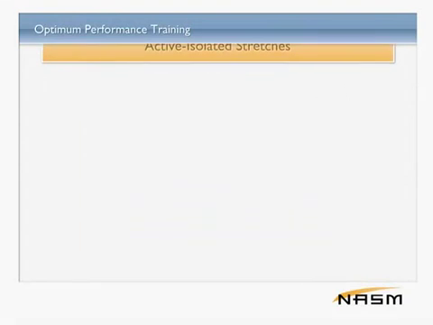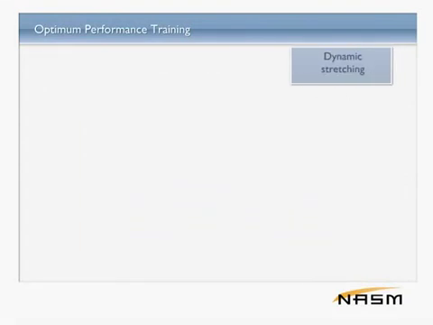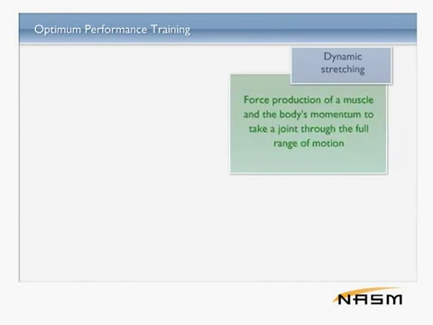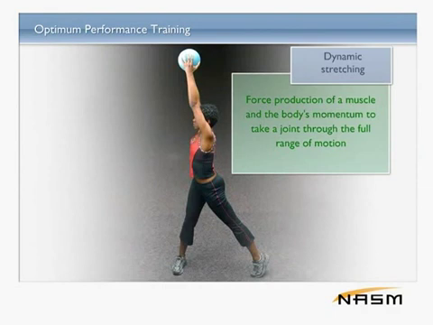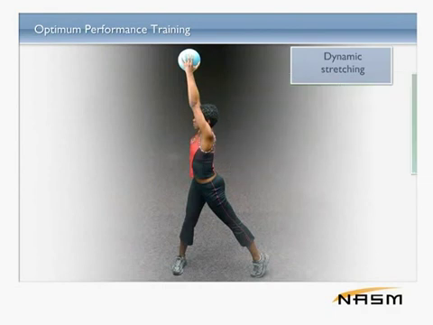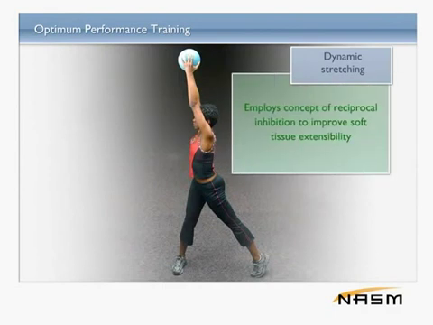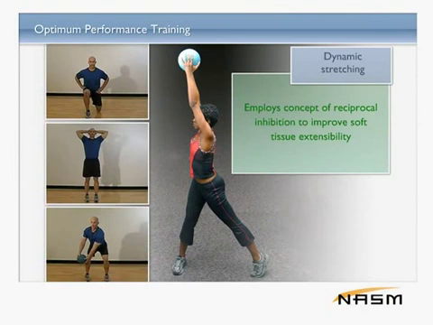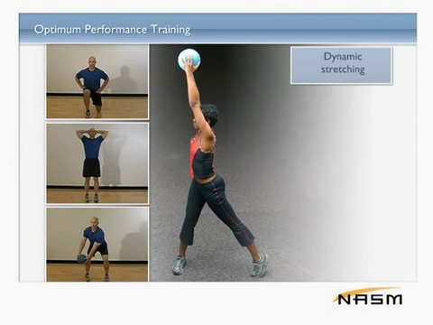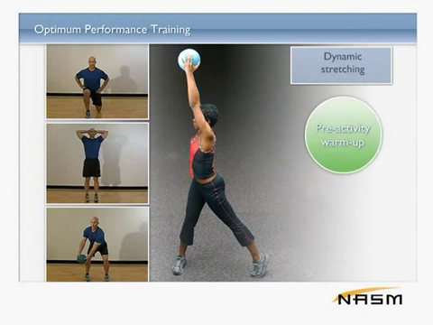The final stretching technique is dynamic stretching. Dynamic stretching uses the force production of a muscle and the body's momentum to take a joint through the full available range of motion. Dynamic stretching employs the concept of reciprocal inhibition to improve soft tissue extensibility. One can perform one set of 10 repetitions utilizing 3 to 10 dynamic stretches. Dynamic stretching is also suggested as a pre-activity warm-up, as long as no movement compensations are present.